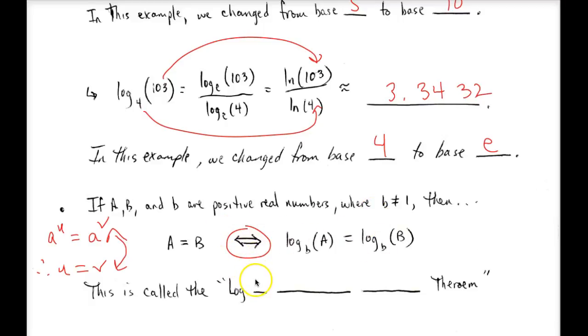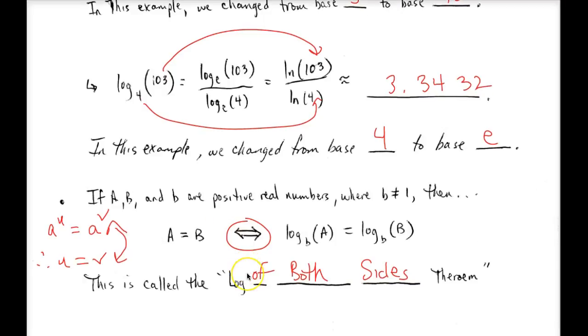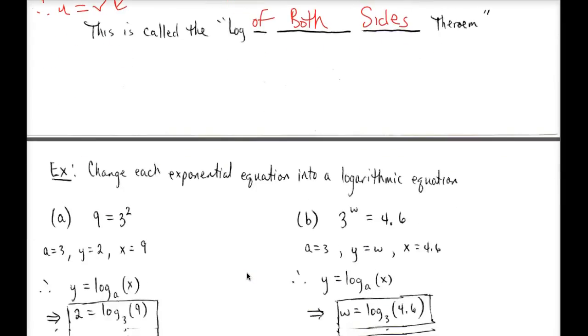So in general, whenever we see two things being equal and we apply the log function on both of those, what we call this is the log of both sides theorem. And this is where we get, for an equation, taking the log of both sides, if you've ever heard of that before. Okay. So similar to the exponential, where we can make an equation an exponential equation, we can take a regular equation and make it a logarithmic equation as well by this particular rule.